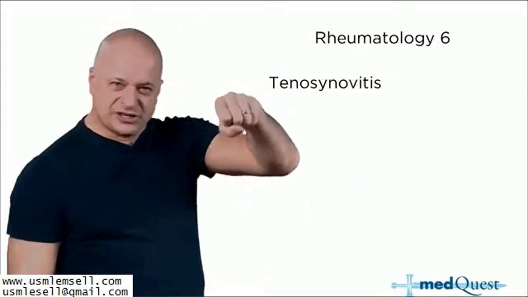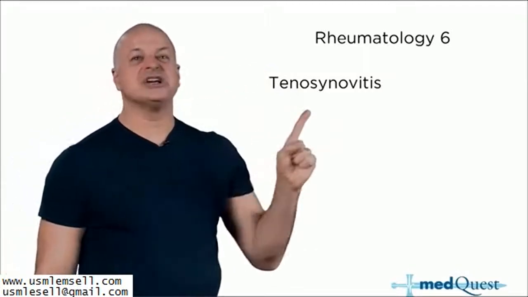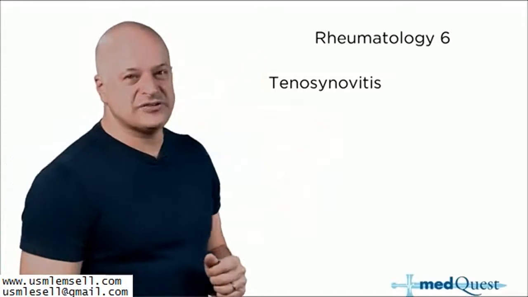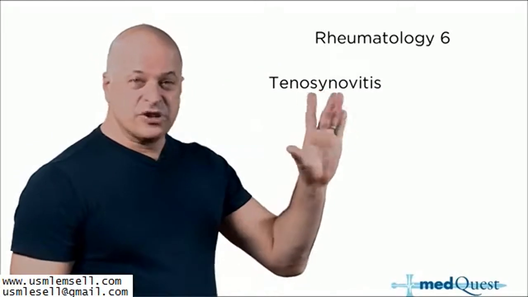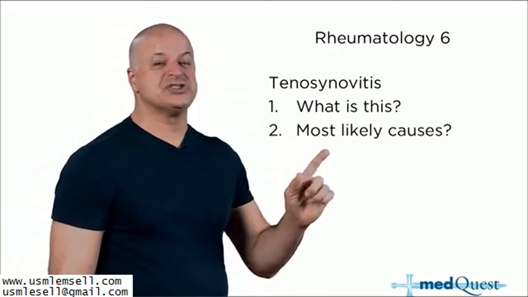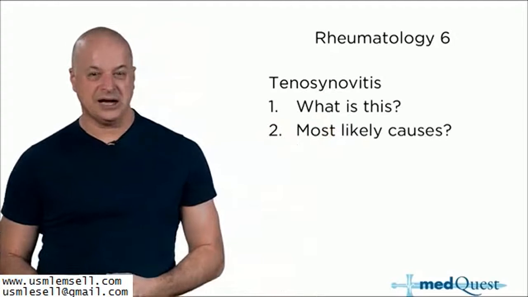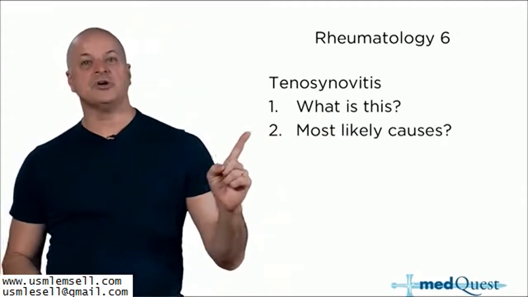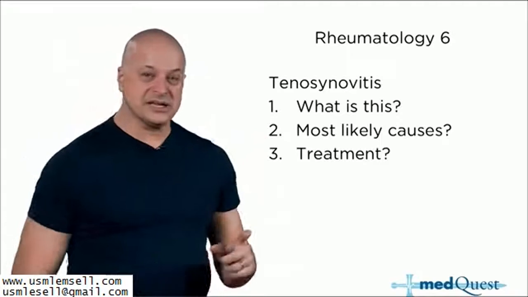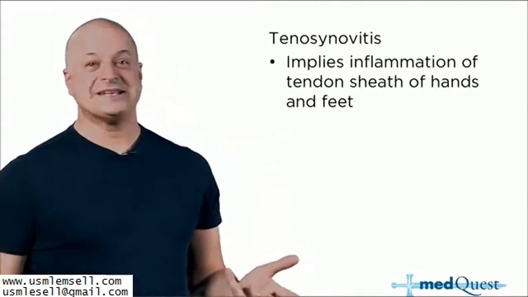Tenosynovitis is inflammation of the tendon sheaths. When you move the tendons, it hurts. And when you have certain infections, like disseminated gonorrhea, you get tenosynovitis. The treatment for tenosynovitis is to correct the underlying cause, or anti-inflammatories.